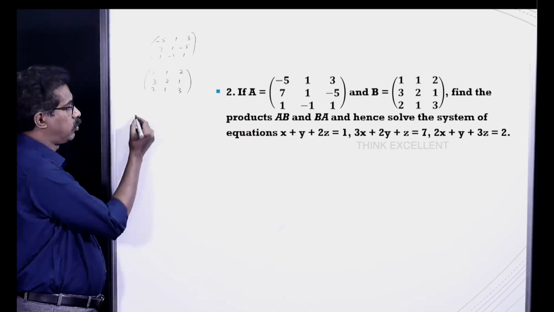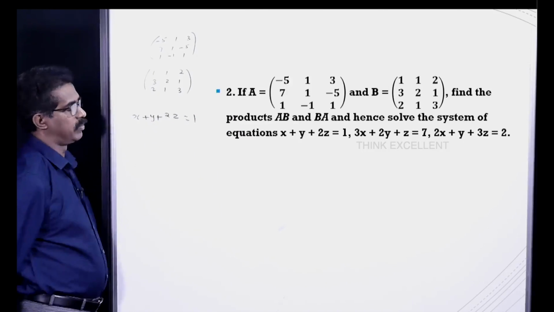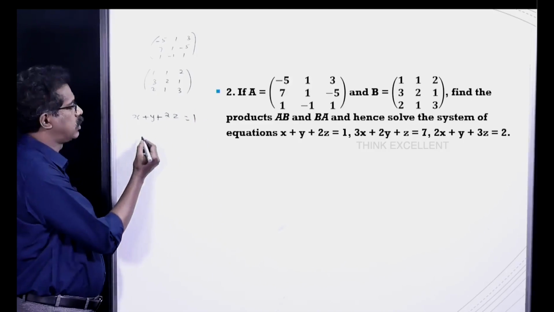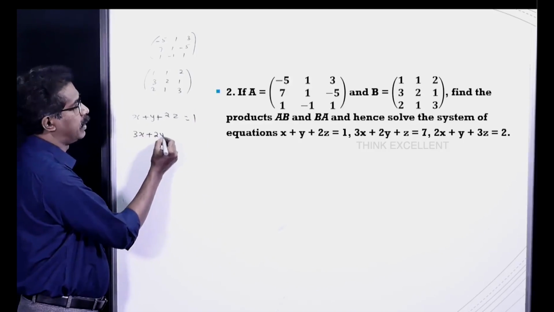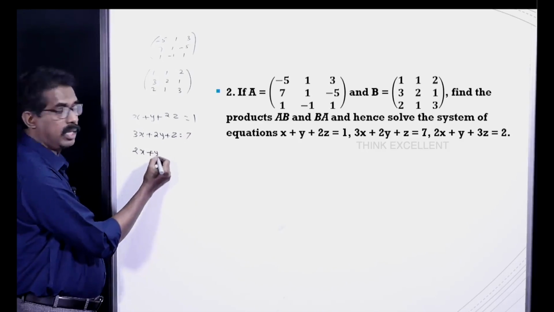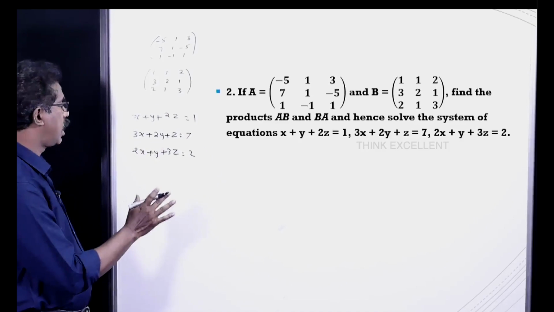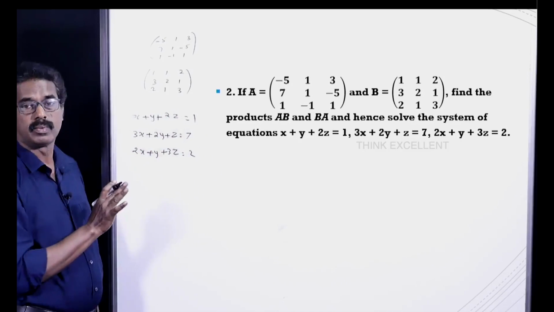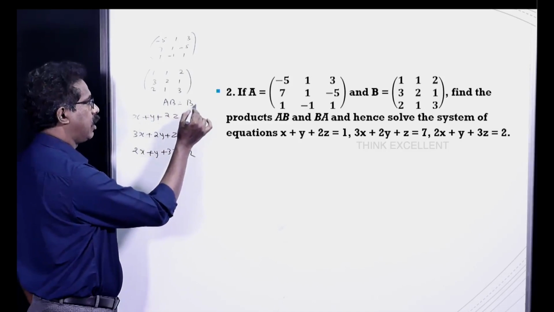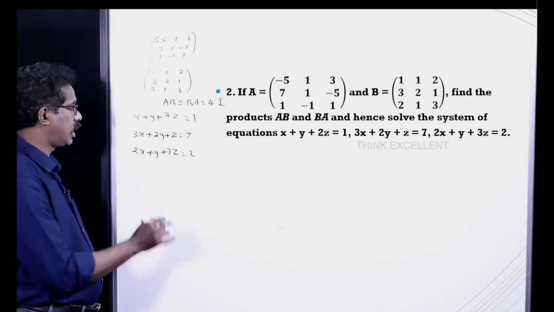What's the first equation? x plus y plus 2z equal to 1. What's the second equation given here? 3x plus 2y plus z is equal to 7. Third one, 2x plus y plus 3z equal to 2. So these are the 3 equations. Using that product, you got AB and BA both equal to 4I. Using that they asked to solve this.